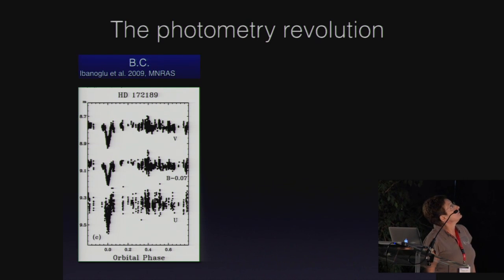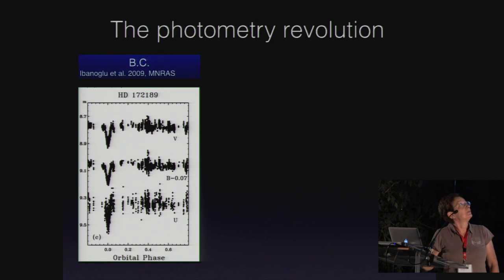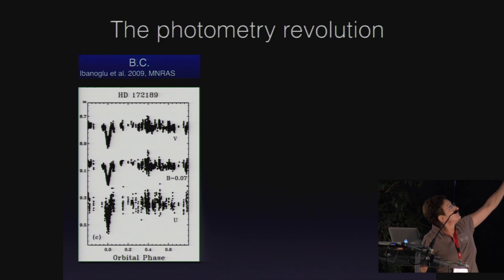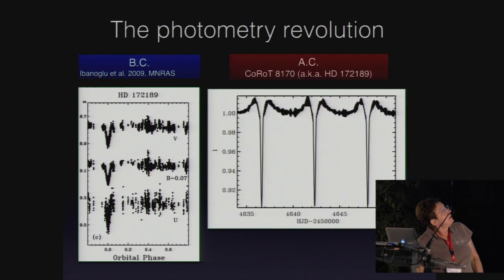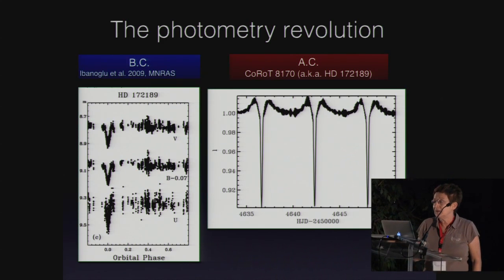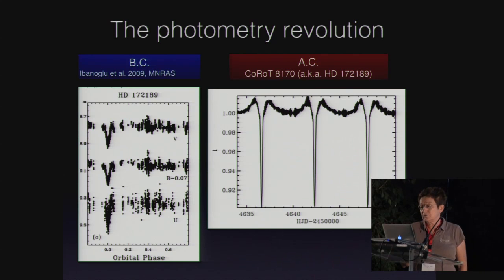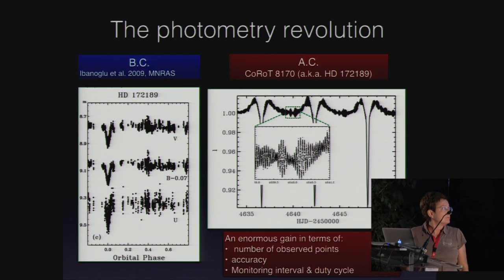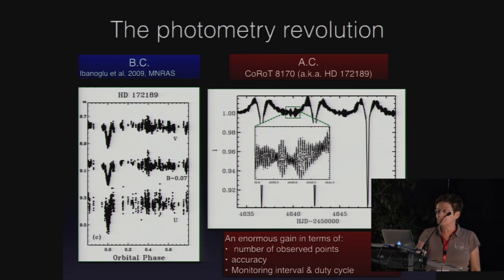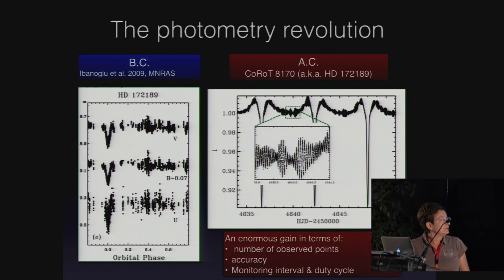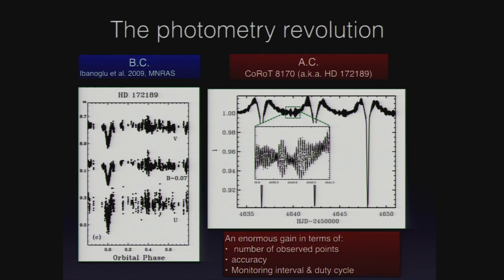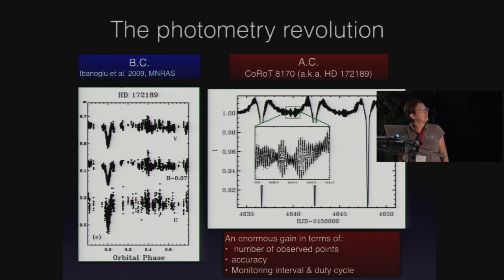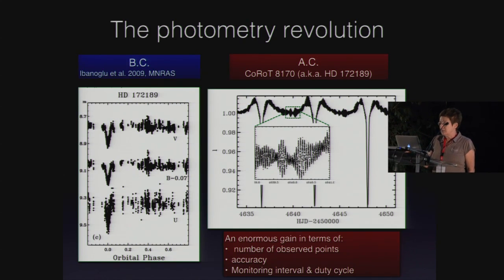So this is my preferred view of the photometry revolution that we know. Before CoRoT, that was a system known, observed before. And here you see the same as observed by CoRoT a few years later. And of course, we have an enormous gain in terms of observed points and in terms of accuracy and monitoring and everything. And also in terms of complexity of the analysis.